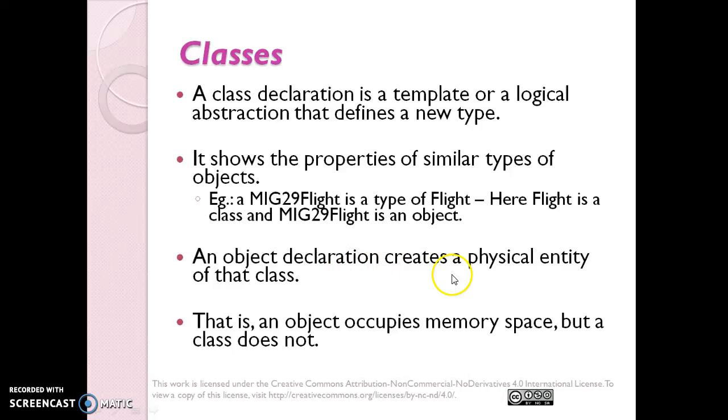An object declaration creates a physical entity of that class. That is, an object occupies memory space, but a class does not. That means a class is simply a logical abstraction, whereas an object is a physical entity.